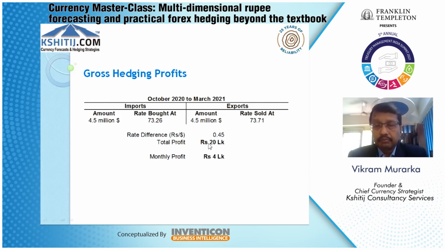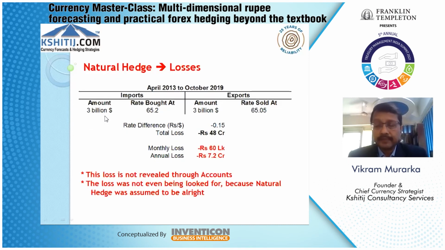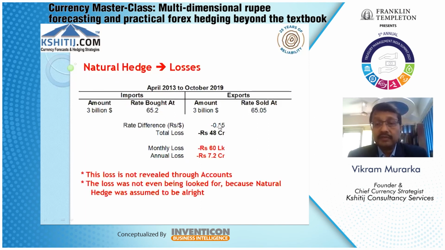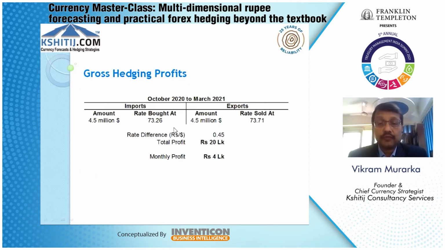Now, the absolute profit amount does not really matter, because that is a function of the base amount. Here it is $4.5 million, whereas earlier it was $3 billion. What is important is that there is a 45 paise positive difference between the buying and selling rate under gross hedging, and there was a 15 paisa loss between the rate of buying and selling under a natural hedge. So net there is a 15 plus 45, 60 paisa difference.